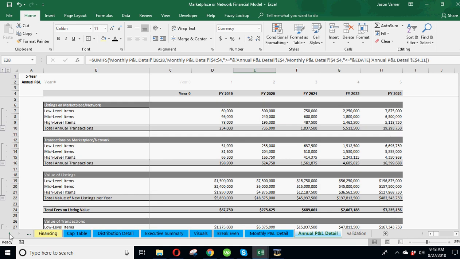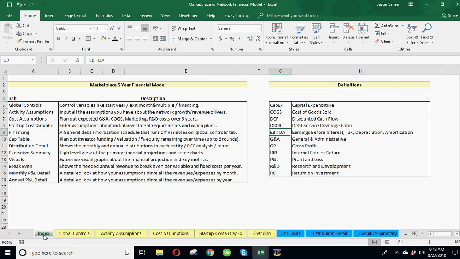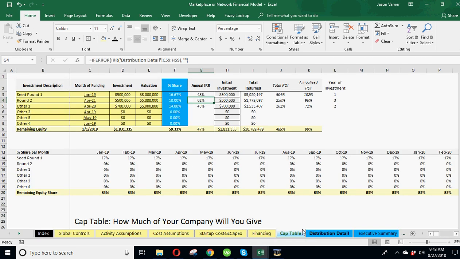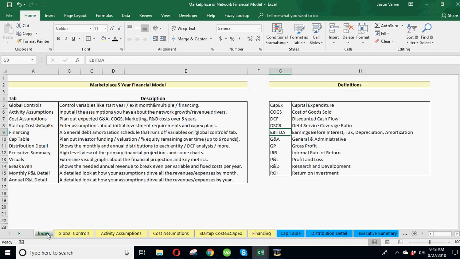Okay, well that's every tab. Again, this is the first time I've added a cap table and distribution details. I think it's really cool, super dynamic, and I hope you guys enjoy.